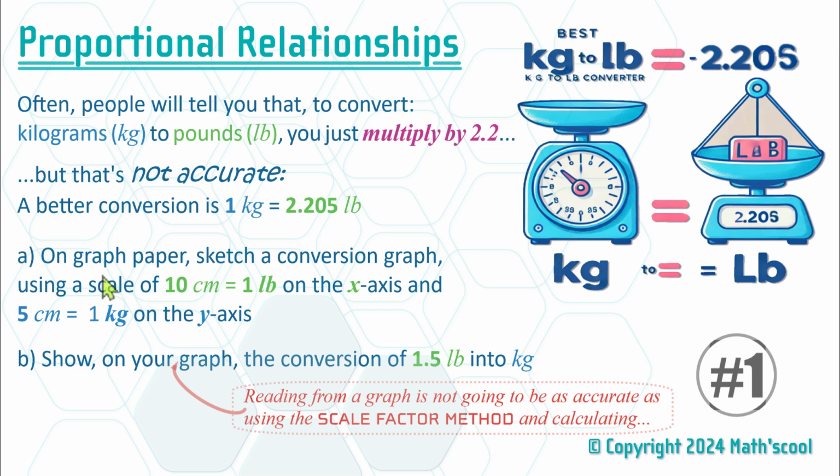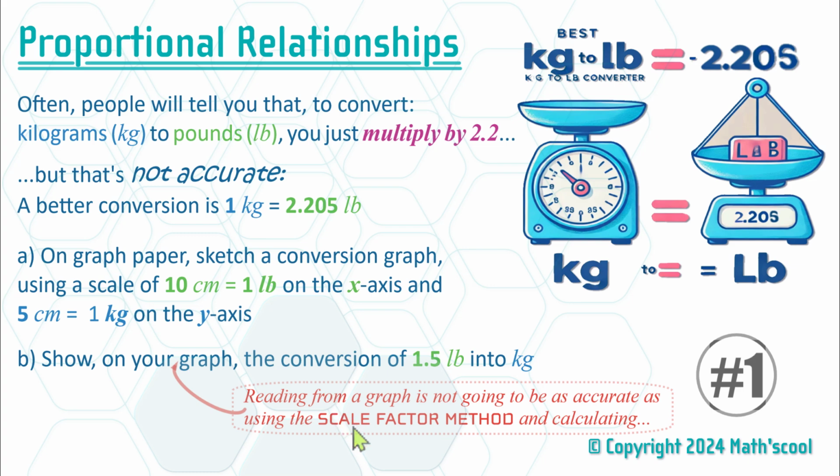And it wants you to draw a conversion graph, just like we did on the previous pages. And it's told you the scale to use. 10 centimeters is 1 pound on the x-axis, and 5 centimeters is 1 kilogram on the y-axis. And then draw your line of best fit. Use graph paper. And then, using your graph, do the conversion of 1.5 pounds to kilograms.